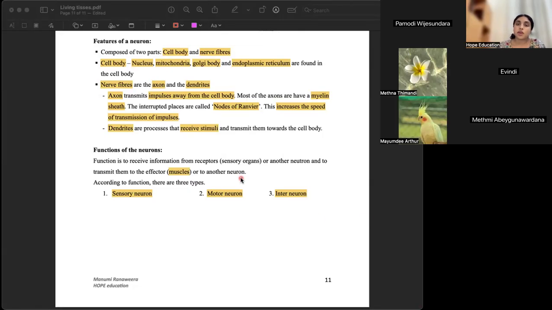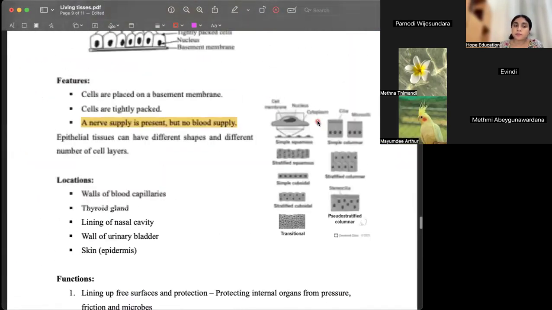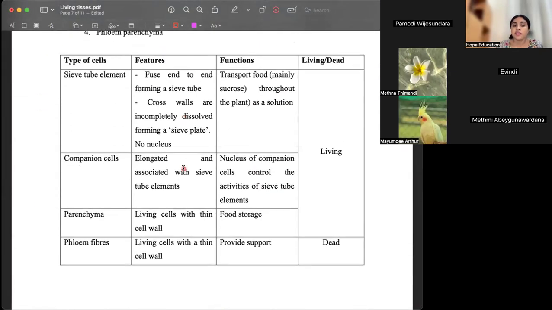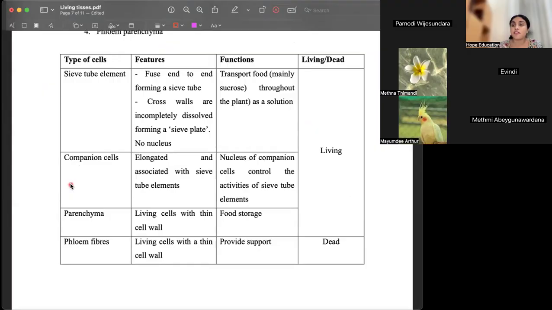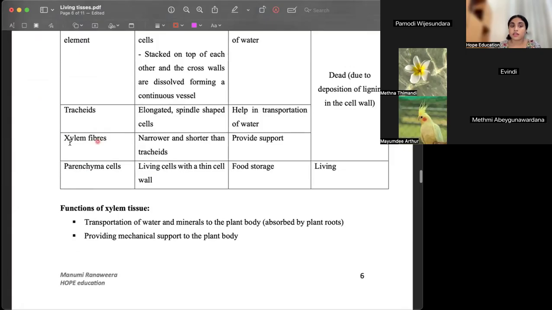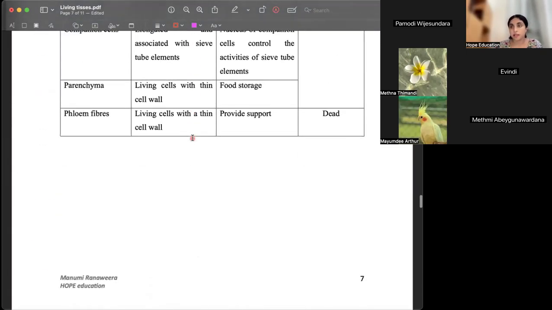Cells and fibers. What is the difference between cells and fibers? Normally, if you take, let's say, plant cells, we talked about plant cells, there are different types of cells and there are fibers. Actually, fibers are a type of cell. Here there are phloem fibers, and here there are xylem fibers, right? So fibers are a type of cell.